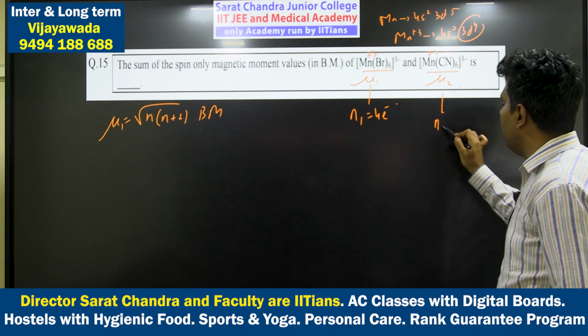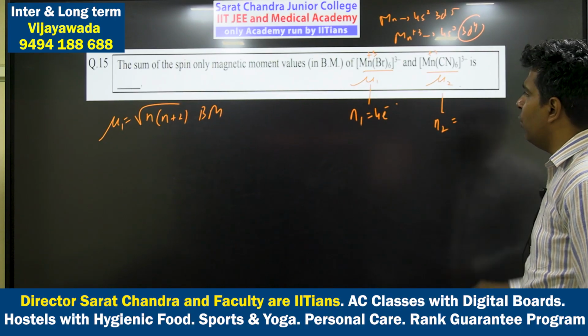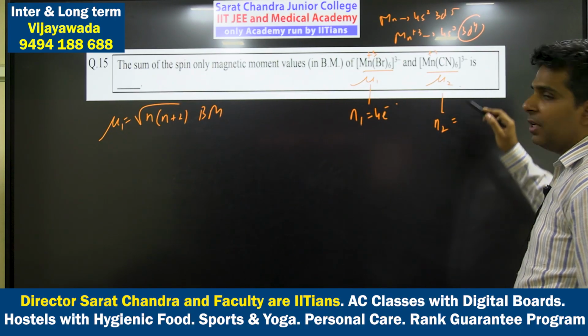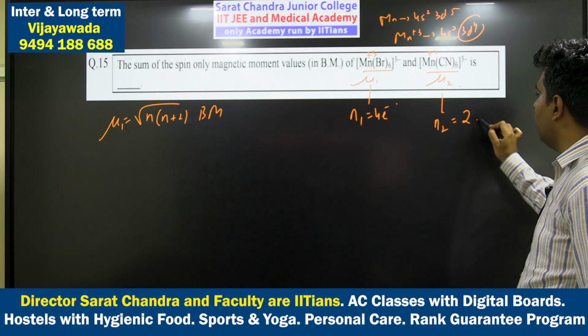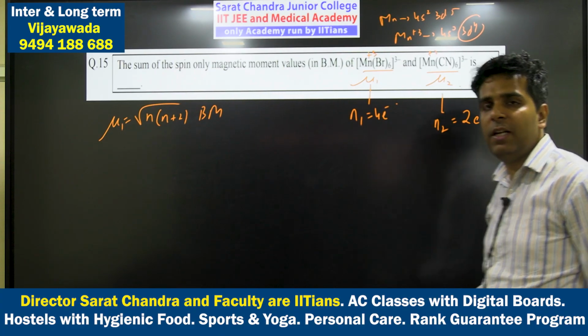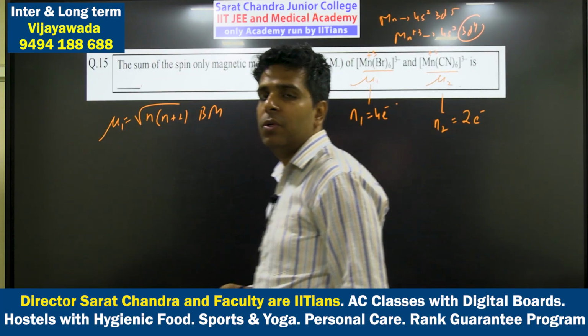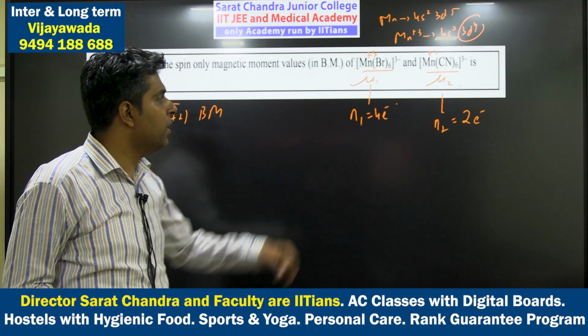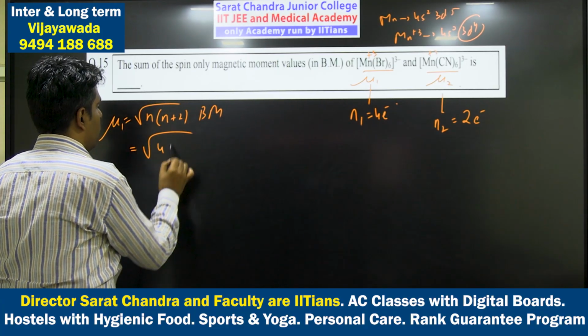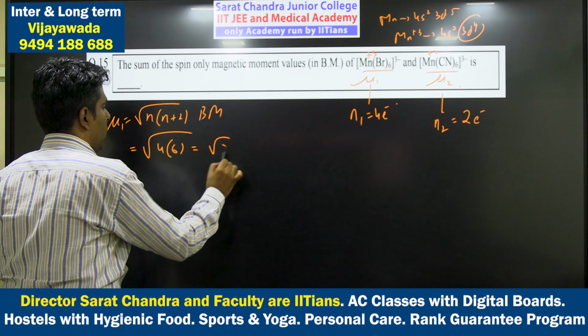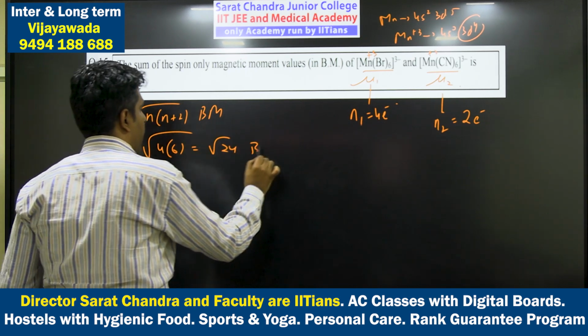Now the number of unpaired electrons in the second case, so 3d4 is there. Cyanide will cause pairing. It is a strong field ligand that will cause pairing of electrons. So after pairing, 2 will be paired and there will be only 2 unpaired electrons. So mu1 will be under root of 4 into 6, that is root 24 Bohr magneton.